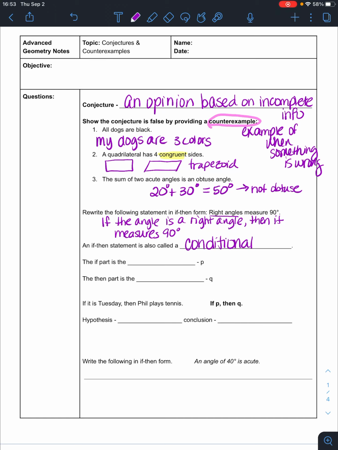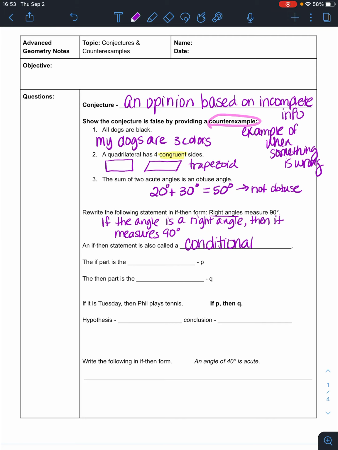Conditional means that one thing depends on the other. One thing happening depends on the other. Okay, so we wrote this as a conditional. Now, you notice I had to start a statement and then go back and figure out how to word it the right way so that it made sense. You may have to do the same thing.